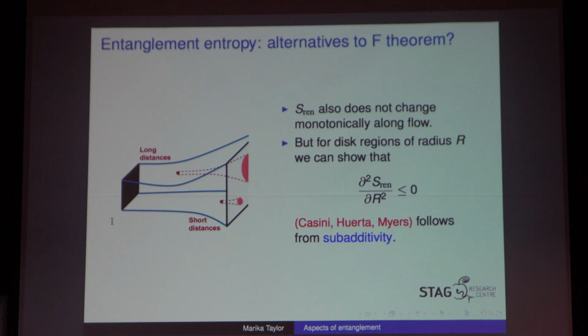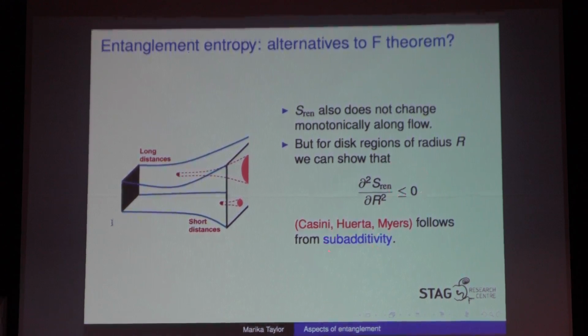But Casini, Huerta, and Myers always say this rather strongly: who needs this F theorem from the Princeton group? Because there is a natural monotonicity theorem for the entanglement entropy, which is a different version: if you take the second gradient with respect to the radius of the region, this has a definite negativity property, and this follows from subadditivity of the entanglement entropy. So Myers' take on this is, well, who needs the F theorem from the Princeton group? Let's just work with this quantity instead, because we've got a nice sharp proof on it.